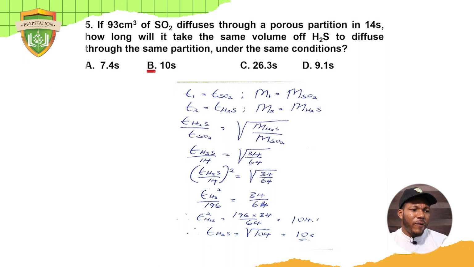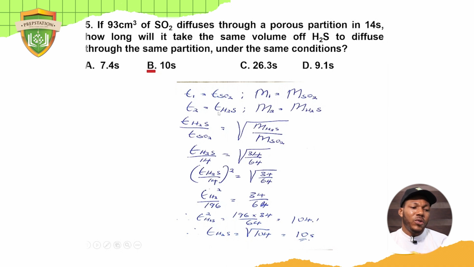If 90 cm cube of SO2 diffuses through a porous partition in 14 seconds, how long will it take the same volume of H2S to diffuse through the same partition under the same condition? Very simple. Look at the parameters. Look at your T1 and your T2 carefully to avoid mix-up. So here your T1 is sulfur(IV) oxide.